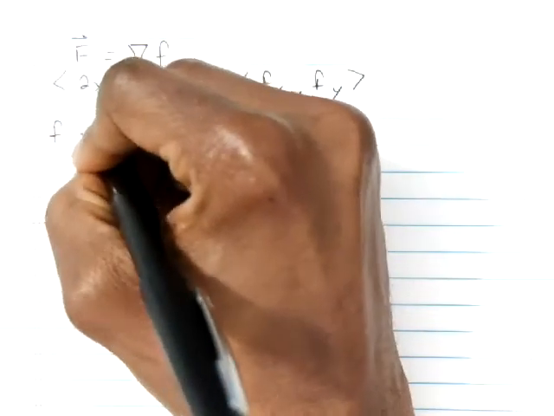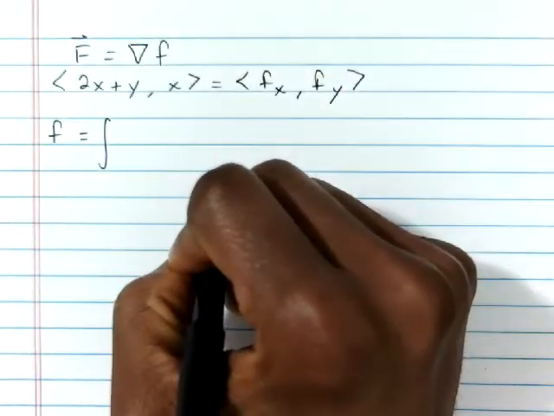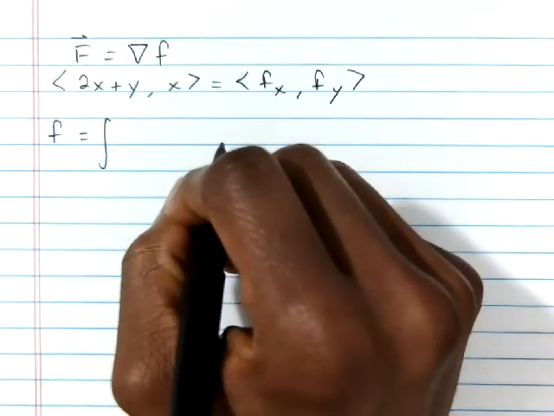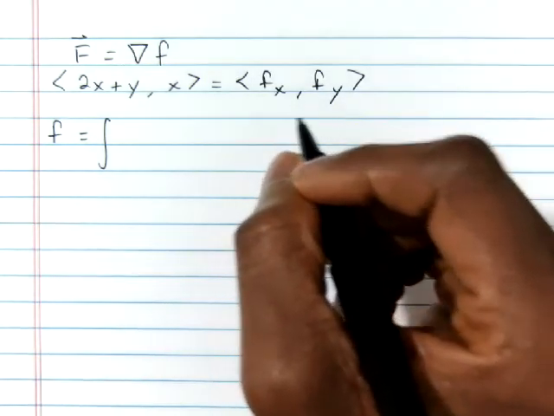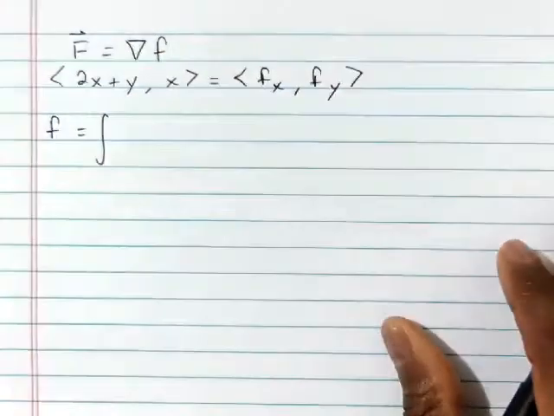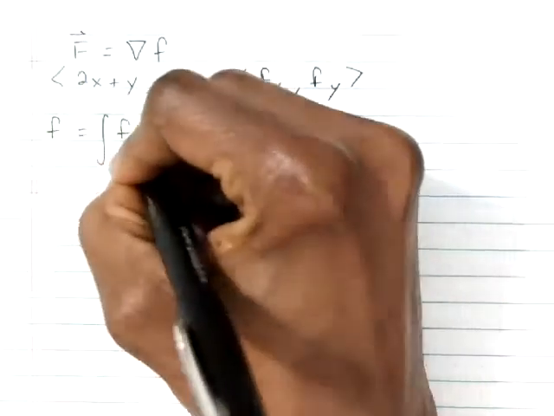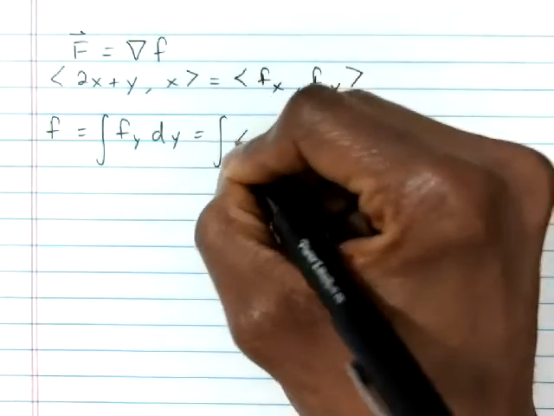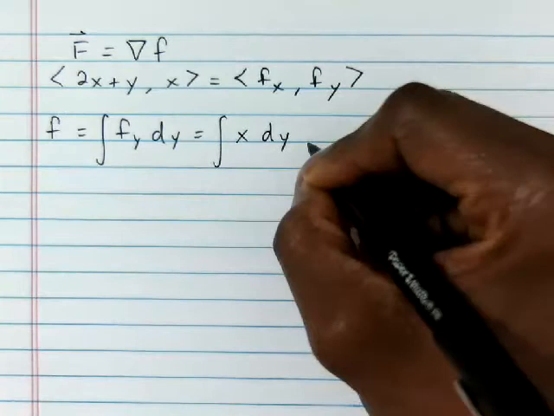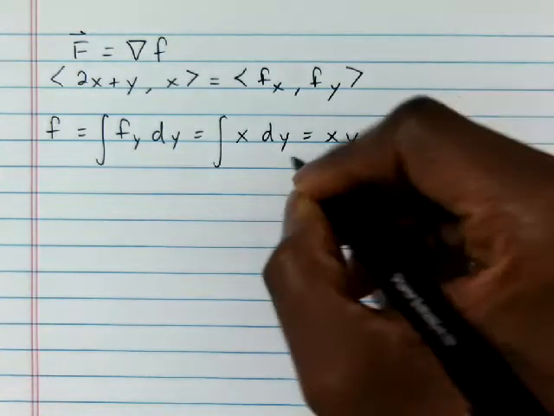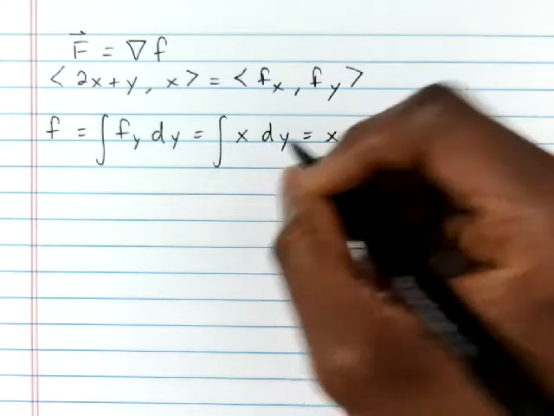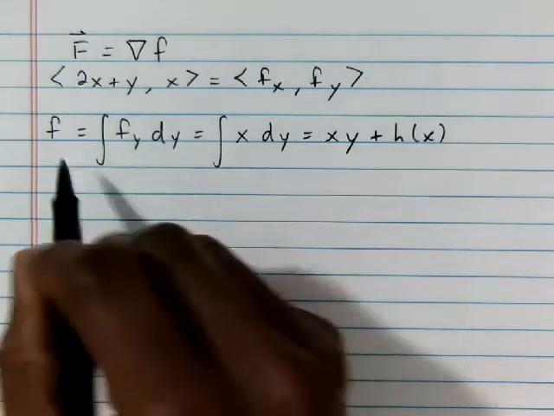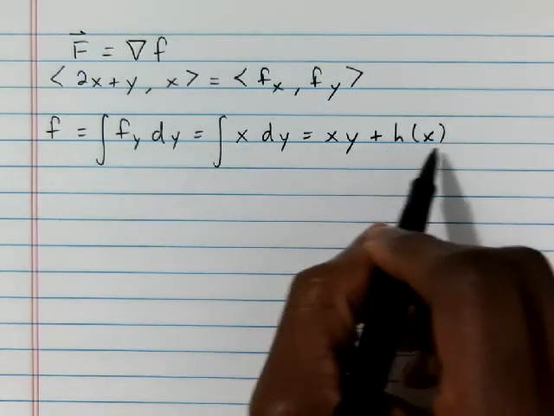f is equal to the integral of, and this might be a good point for you to go through and try the other one to make sure that you can go through those steps independently and still come up with the correct answer. So let's say f sub y. We have to integrate that with respect to y, which is the integral of x with respect to y, and that's xy. And I was treating x as a constant, so my constant of integration can be a function of x, h of x. So now f is equal to xy plus h of x.